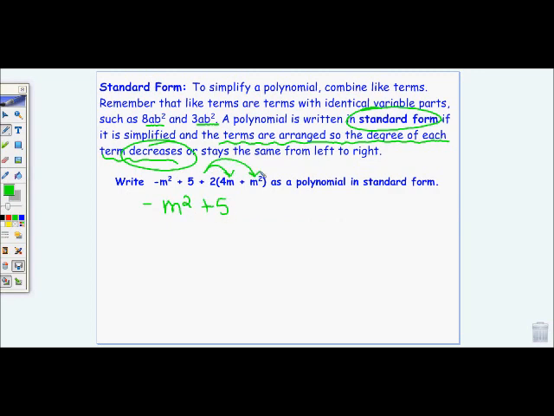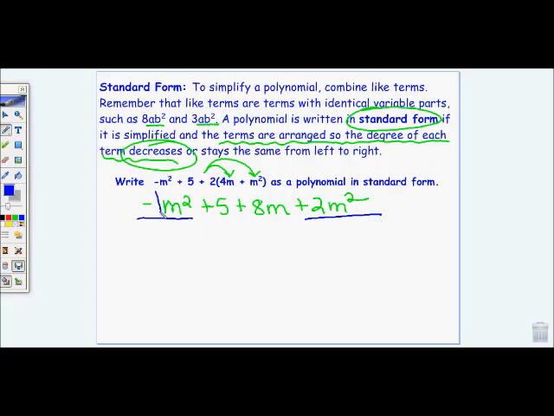Remember this. So 2 times 4m would give you 8m. 2 times m squared would give you a positive 2m squared. Now we have to look for our like terms. I have an m squared here, and I have an m squared here. Those are my biggest degrees, so I went to those terms first because they're going to come at the beginning if I'm going to write this in standard form.